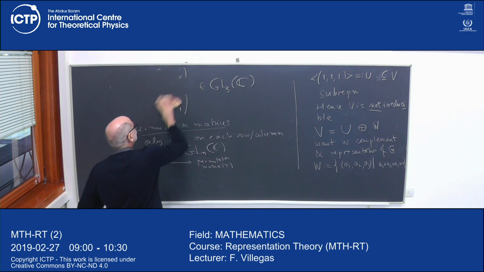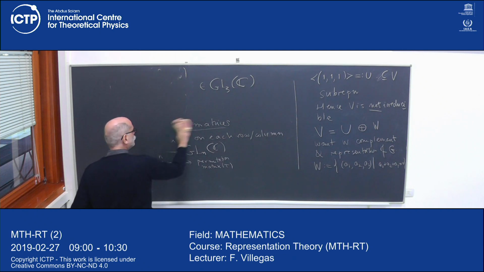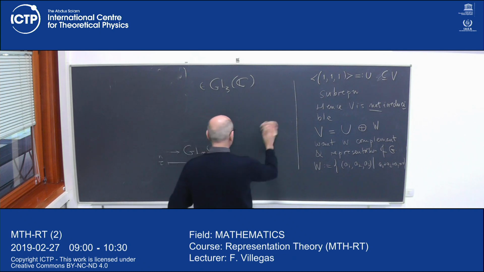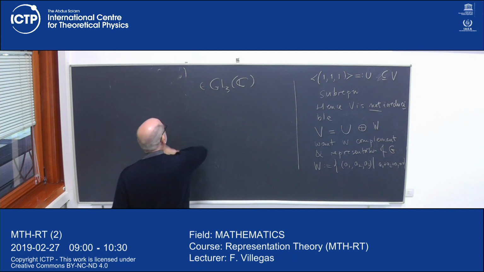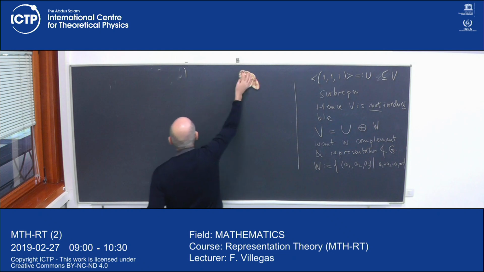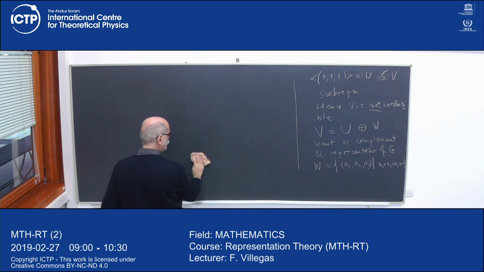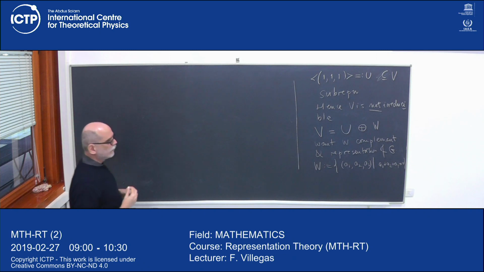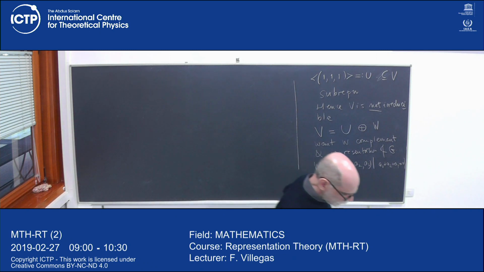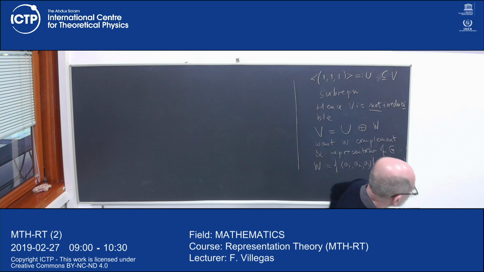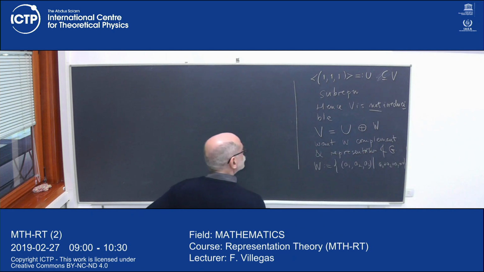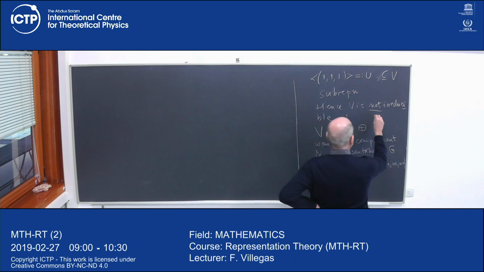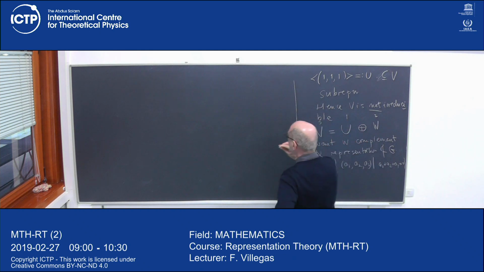And in fact, as we'll see, this is one way to prove that there's always a complement: find an appropriate inner product and then take the orthogonal. Okay, so here's a W. Now this is a dimension 2, this is dimension 1, this is dimension 2, and this is dimension 3.